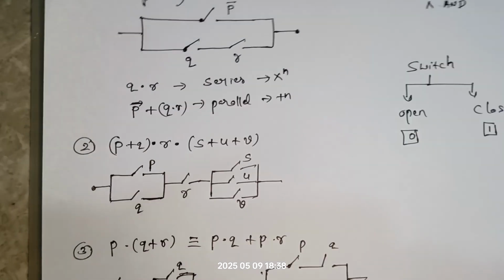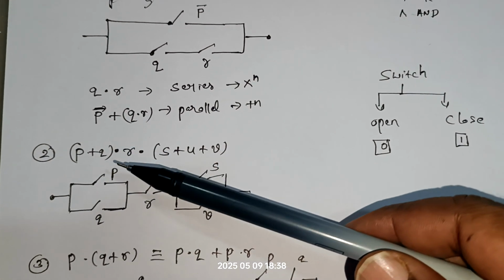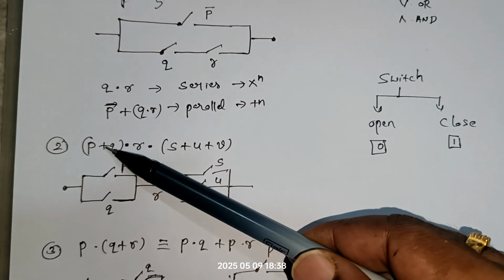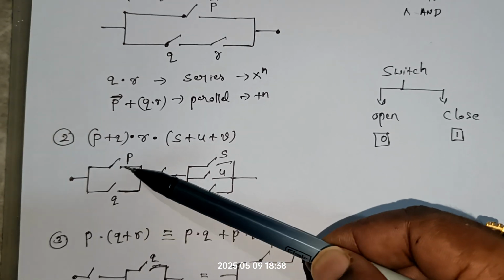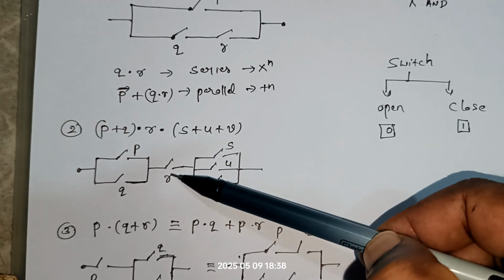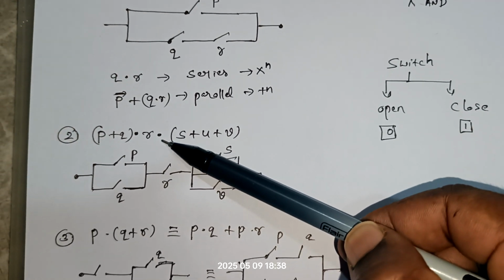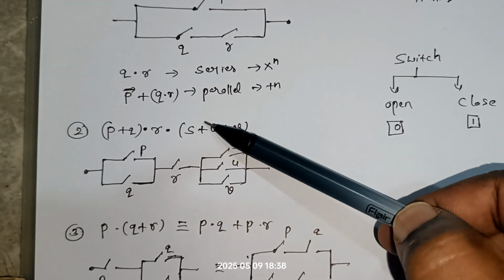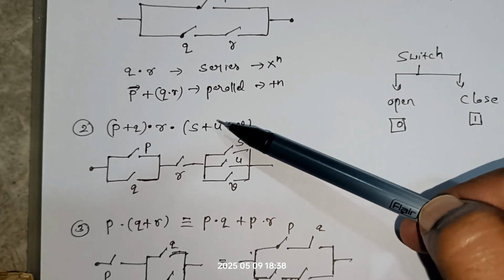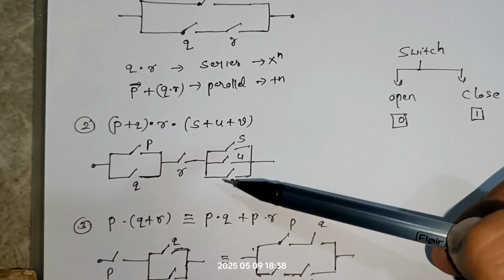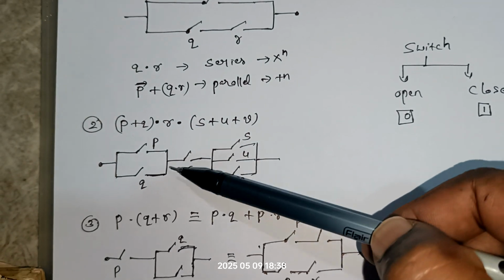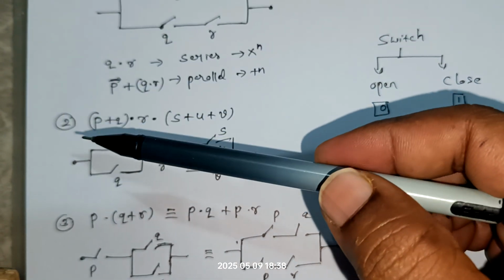Okay, so similarly choose the second one, P plus Q multiplied by R multiplied by S plus U plus V. So P and Q are parallel, so we should draw two switches like this. This P plus Q is ANDed with, that is in series with R, so we should write like this. Again this is in series with this SUV, but what about the sign between SUV? That is plus. So S parallel U parallel V, so we should draw like this. And this SUV is in series with R, so it is like this.